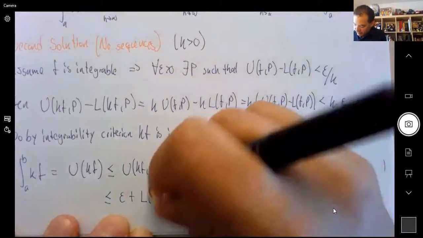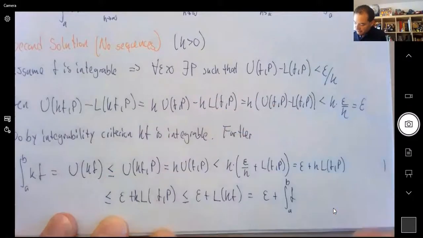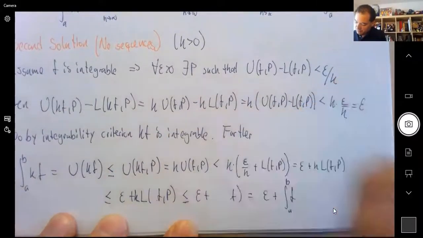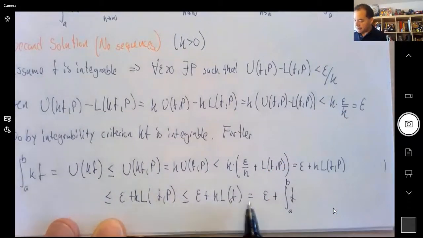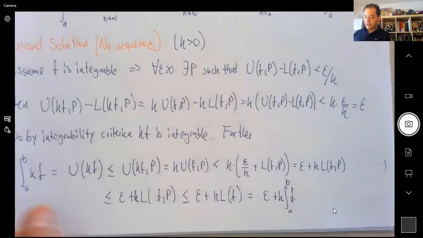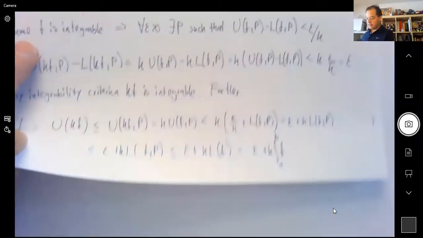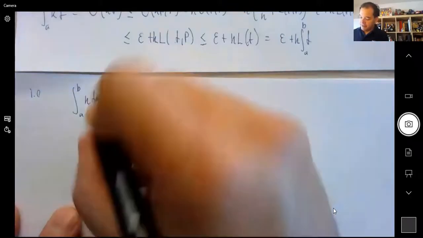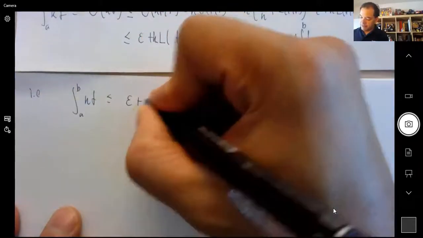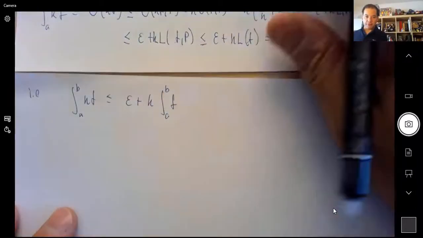And then over here, I don't have the K inside. Keep it outside, so I want to compare to the other integral, right? So we leave the K outside. It's the same argument, but then here the K is out. And this shows to me that the integral of Kf is less than or equal to epsilon plus K times the integral of f, right? So let's keep that inequality here. I.e. the integral of Kf is less than or equal to epsilon plus K times the integral from A. That's the one we just proved, okay?